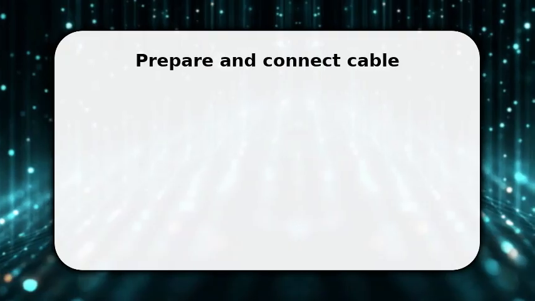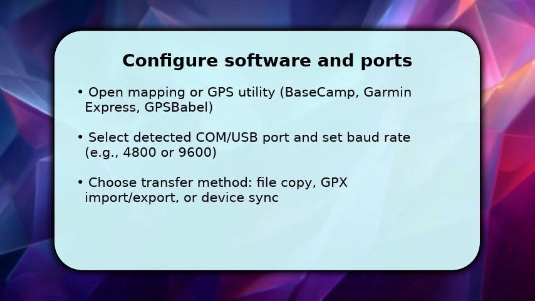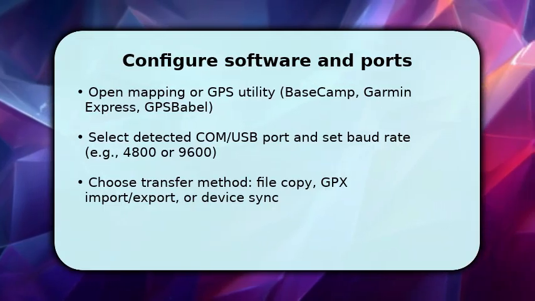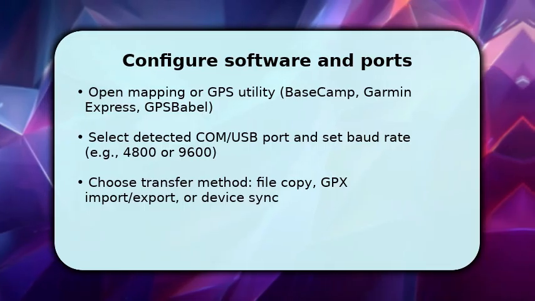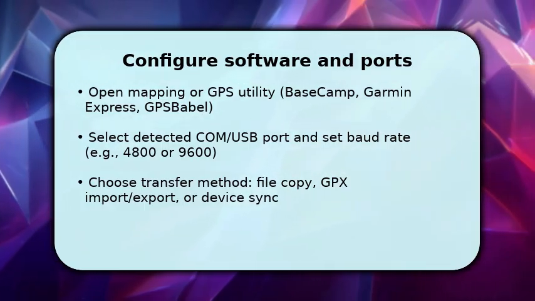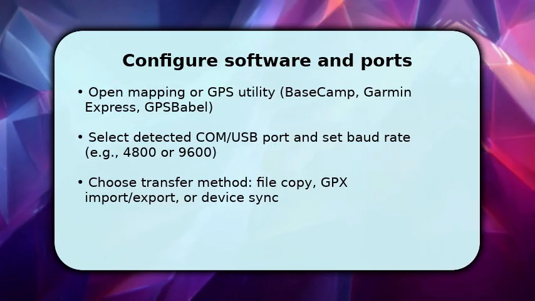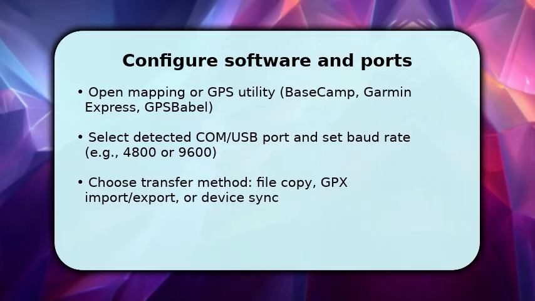You now configure the application to communicate with the GPS. Launch your chosen GPS utility and select the detected COM or USB port. Set the baud rate to the recommended speed, commonly 4,800 or 9,600, to match the device. Once connected, choose the action: download tracks, upload waypoints, or stream live position.